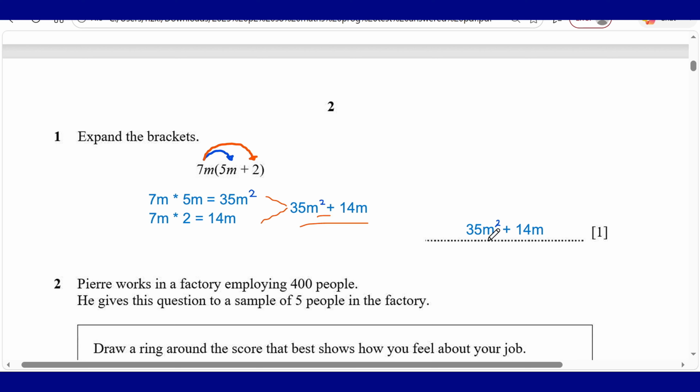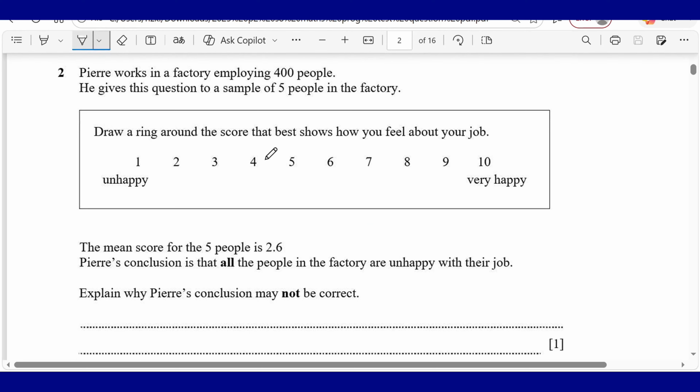So guys, this is the answer, 35m squared plus 14m. And here's the explanation. We multiply 7m to each element inside the bracket. So here we got this one. The second one we got this one, 14m. And let's add it up. Next. Okay guys, number 2.